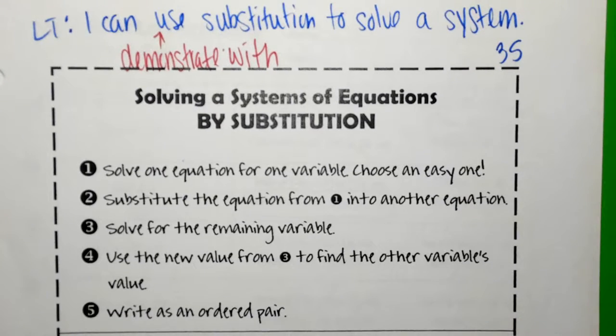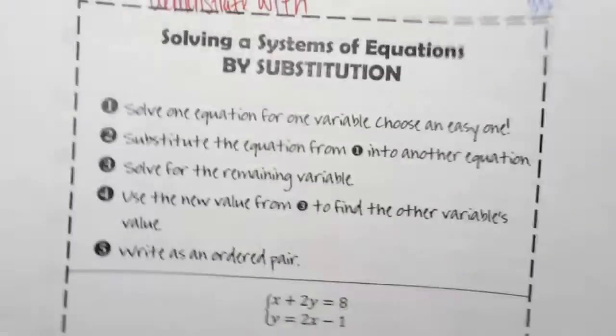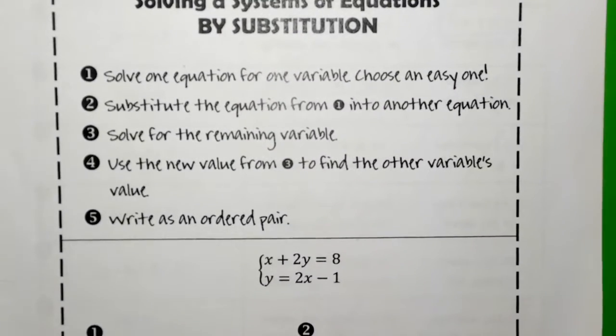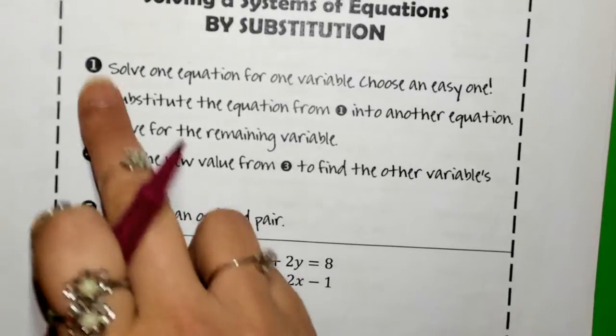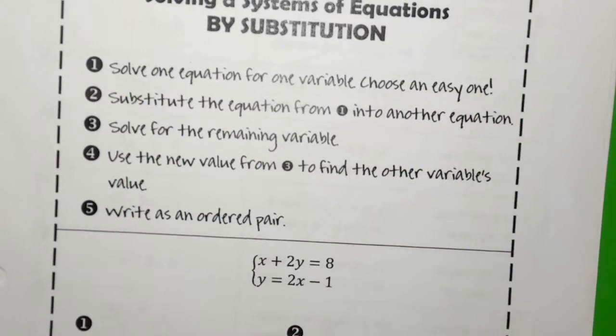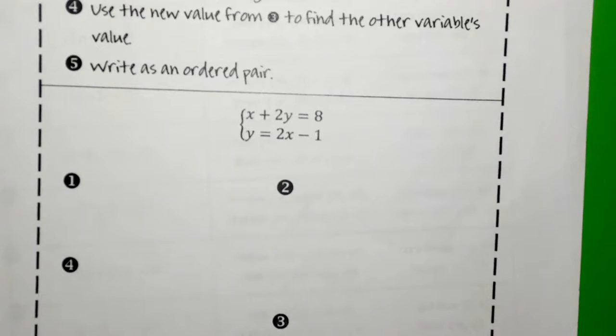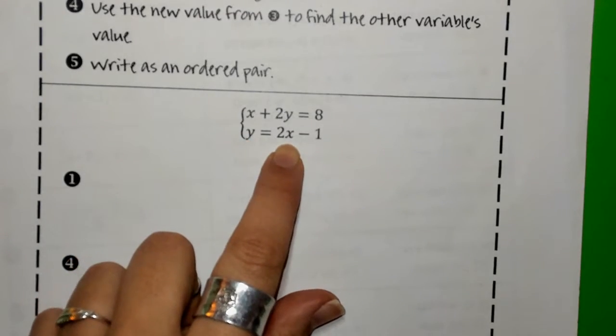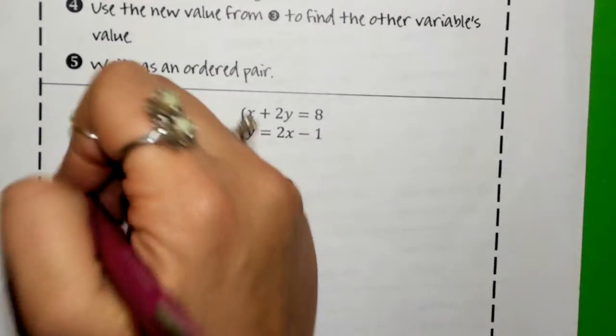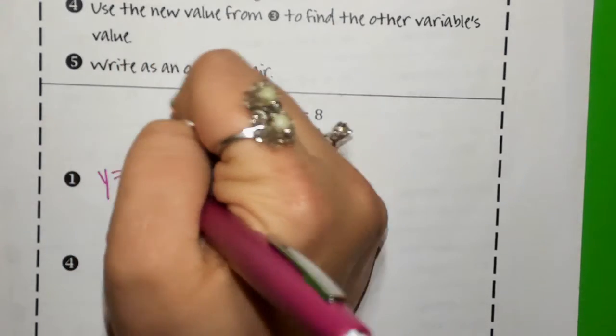Alright, so this is what we're going to do today. Substitution. We're going to practice, and then you're breaking off on your own. Are you ready? So, step 1. What does step 1 say? Alright, so that means that we need to look at our system and see if one of these is solved for a variable. Does one of them have a variable by itself? Which one? The second one. The second one tells us what y equals. What does y equal? Alright, so we're going to write y equals 2x minus 1.